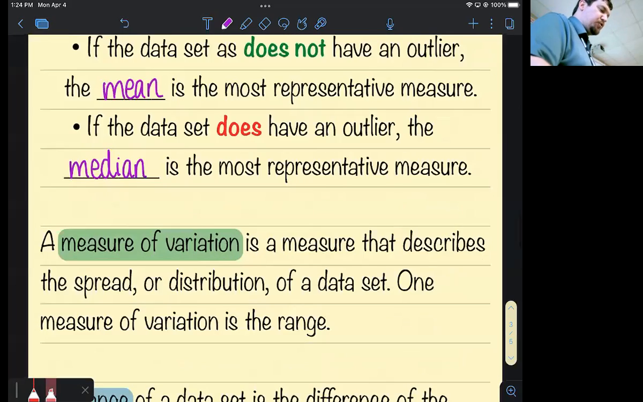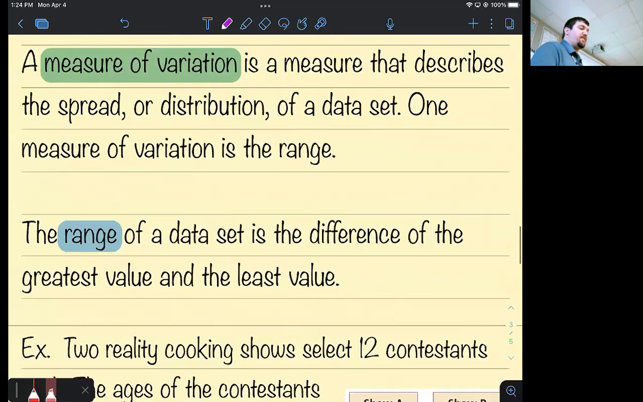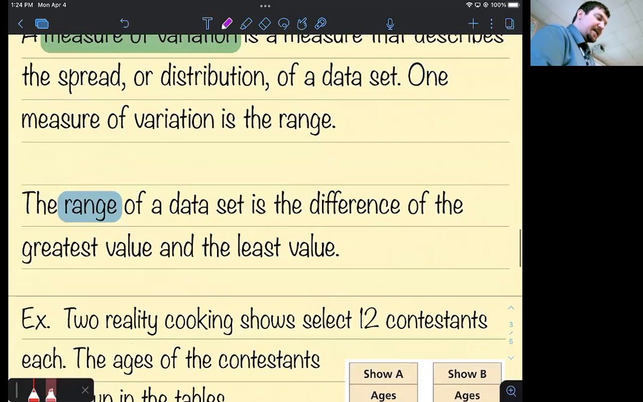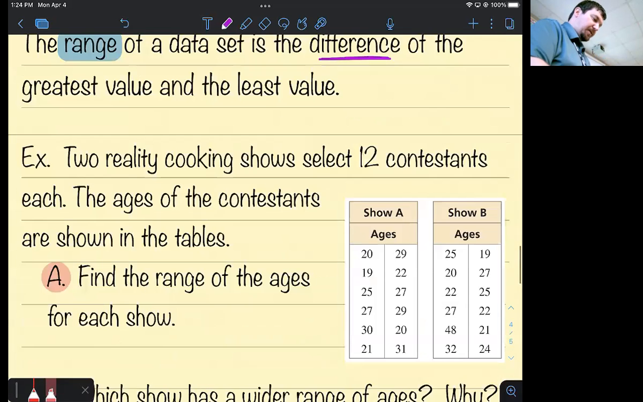All right, let's switch to measures of variation. One of the measures of variation is called the range. A measure of variation is the measure that describes the spread of the data, not the center of it, but the spread or the variation of it. The range of the data set is the difference of the greatest value and the least value. What does difference mean? Owen? Subtract. How far apart is the largest number from the smallest number? So you just subtract them.